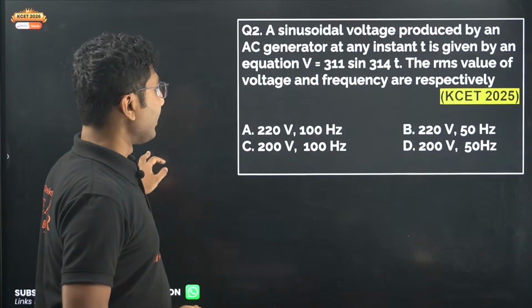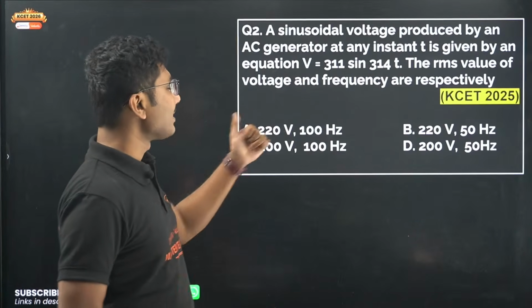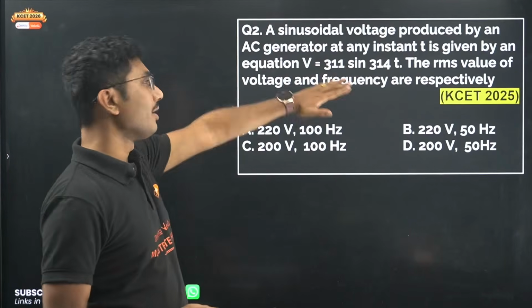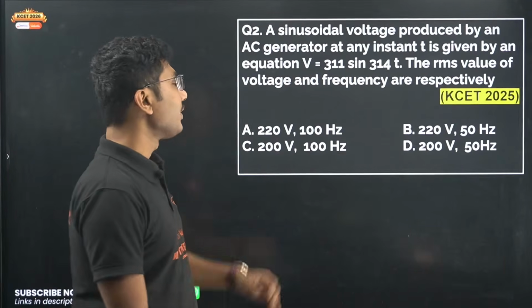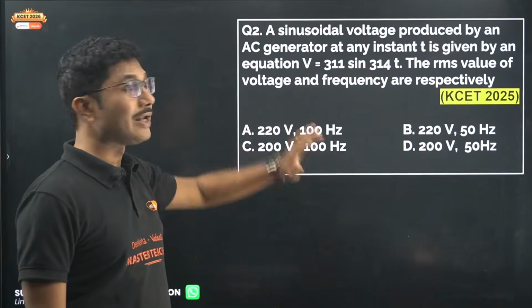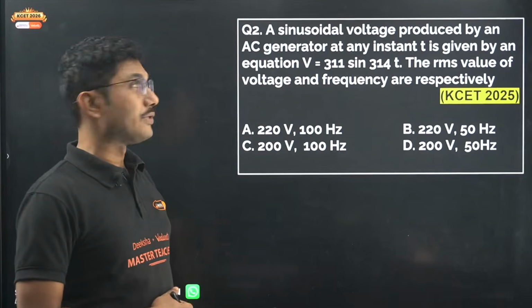Okay, now next question. Very interesting question. As you can see, the values are given a little odd so that you can solve it without using a calculator. That is the main purpose of giving you values which can be calculated without using calculators.